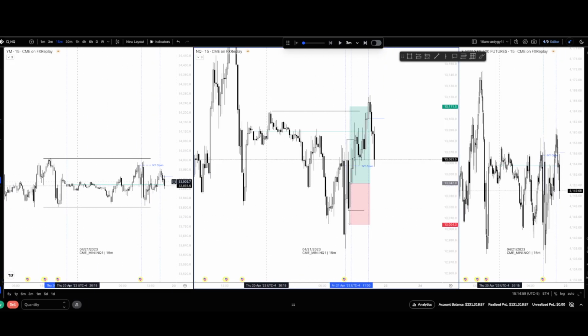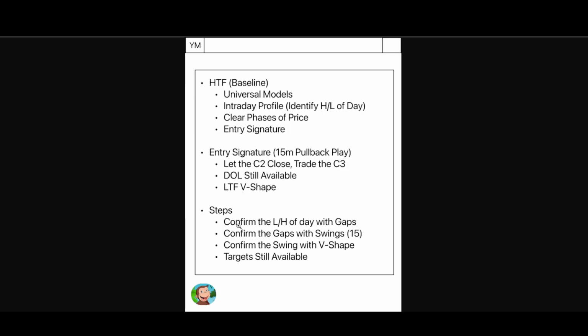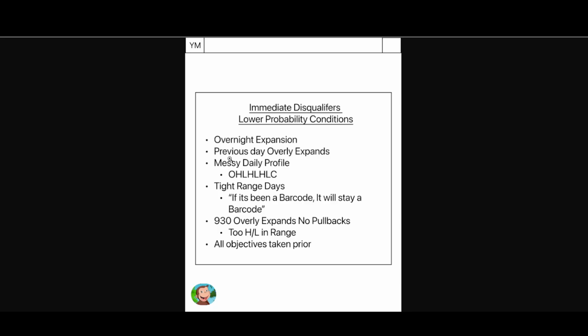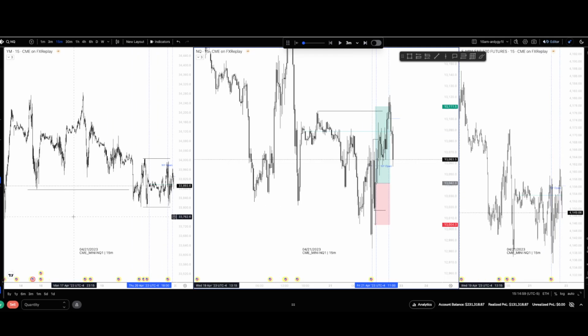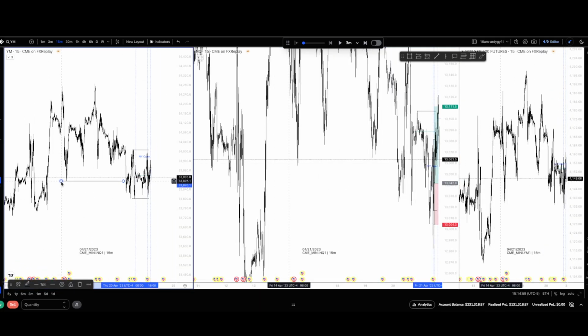As you can tell, YM, you're not trading anything within this tight range. When you have a tight range like that, right? Baseline, no, right? So messy daily profile: open, low, high, low, low, close. That's what it was. Tight ranges. If it's a barcode, it will stay a barcode. And then you also do have that all objectives is taken prior, right? So with that being said, let's go and check why all objectives has been taken prior.